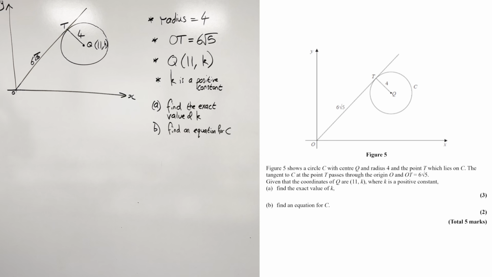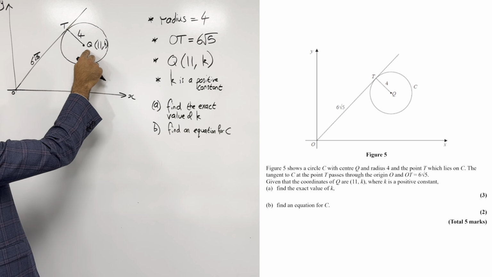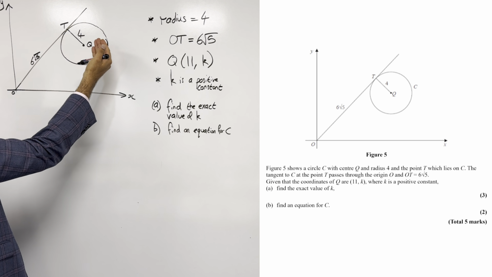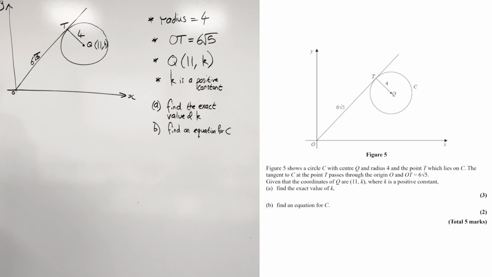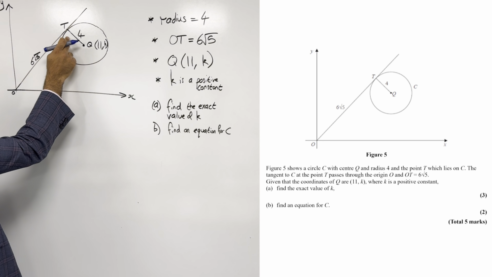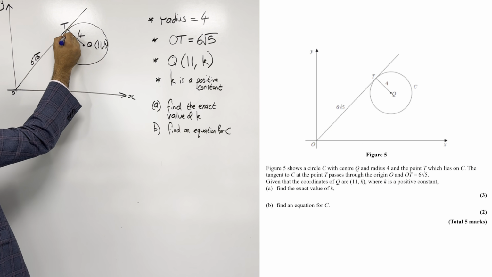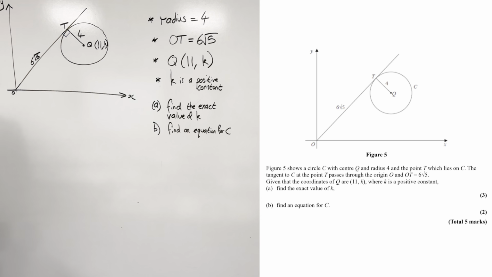In this question, you have been asked to work out the exact value of k in the coordinate Q, where the x value is 11. What is the y value? My first thought when I look at this question is, using your knowledge from GCSE, that the angle formed between a tangent and a circle from the radius will give you 90 degrees. So that's the first thing that you need to spot.